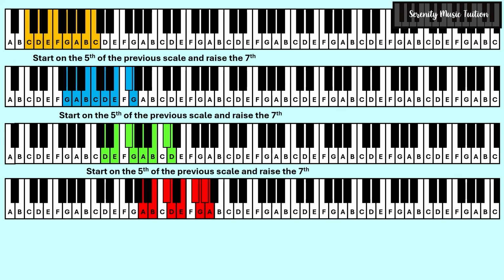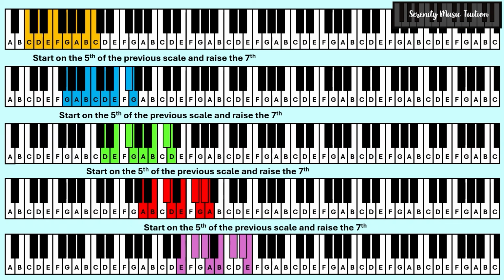Our next scale starts on the fifth note of D major. We keep the F sharp and C sharp from D major and we raise the seventh note of A major, which is G sharp. And this pattern continues. The next scale starts on the fifth note of A major, which is E major. We keep the F sharp, C sharp and G sharp from A major and we raise the seventh note of E major, which is D sharp.